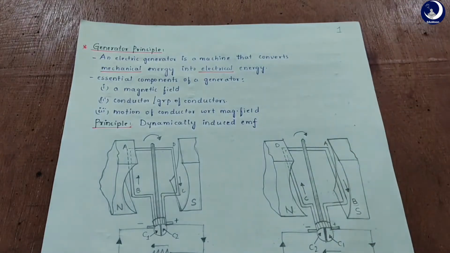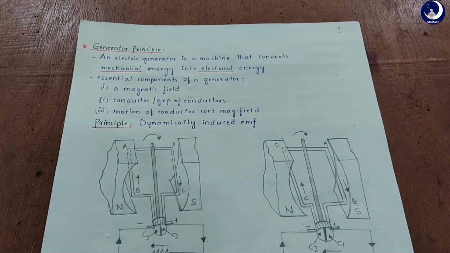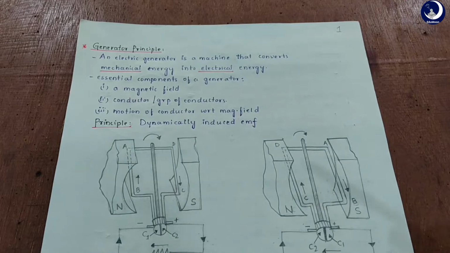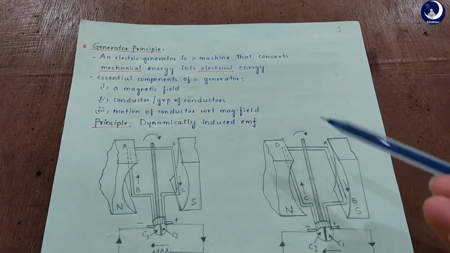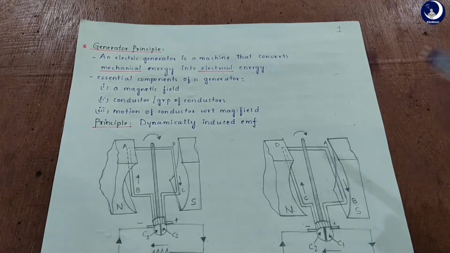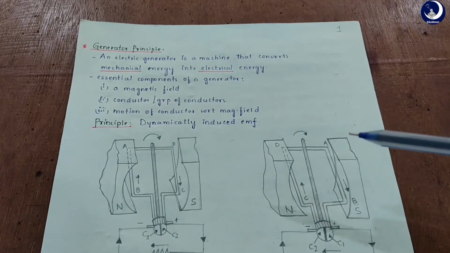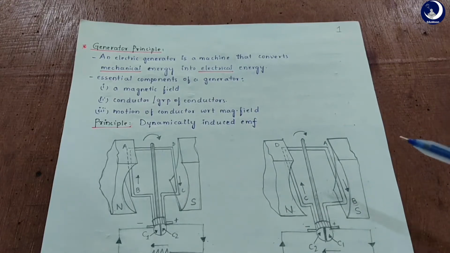So, in the last chapter we have learnt about induced EMF, right? Here also it follows the same. Whenever magnetic flux is cut by the conductor, EMF is induced, right? And so current is induced if the conductor circuit is closed, right? This is what we have learned.